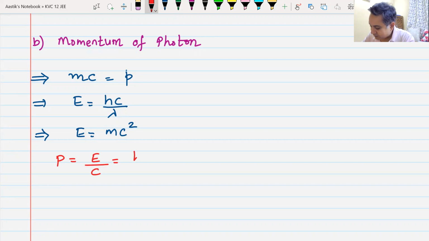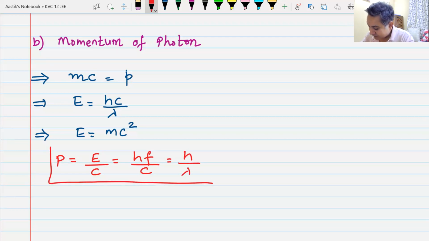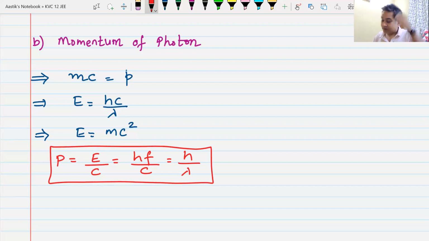Then I can write E as hf by c, or I can write f by c as 1 by lambda, so h by lambda. These are the three different ways of writing the same thing. Sometimes formula number 1 may help you, sometimes formula number 2 will help you, sometimes formula number 3 will help you. The more ways that you can remember, the better you are going to be. Momentum of the photon. Whenever we talk about photons, we might either talk about number 1, the energy of the photon, or number 2, the momentum of the photon.